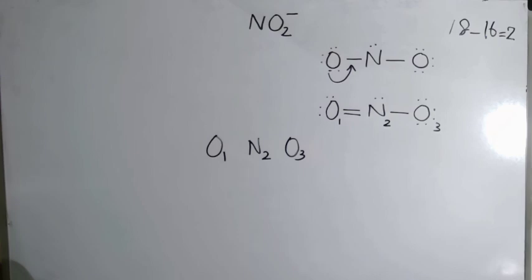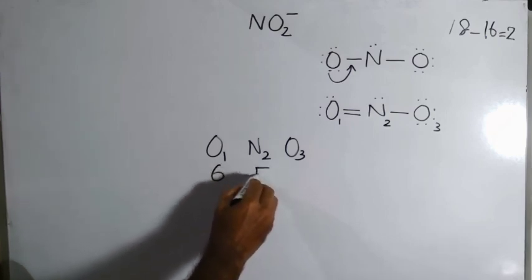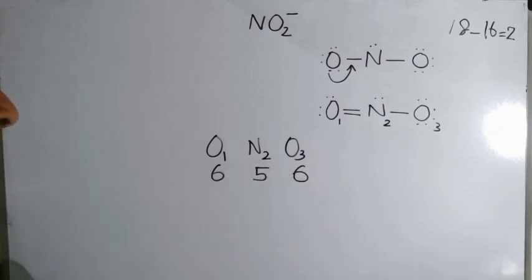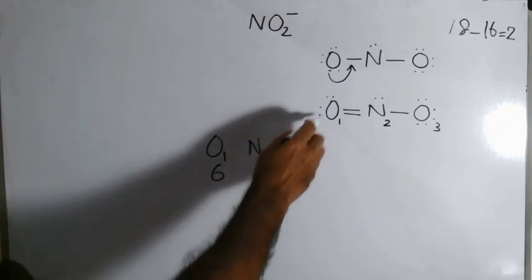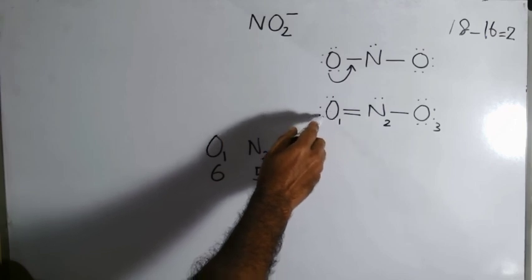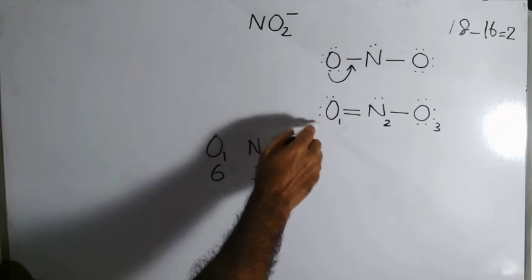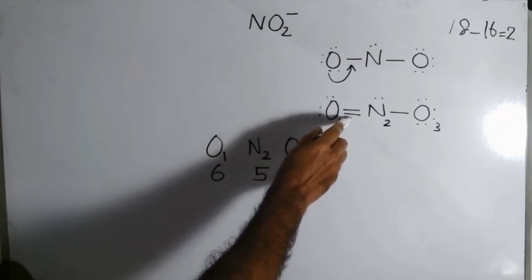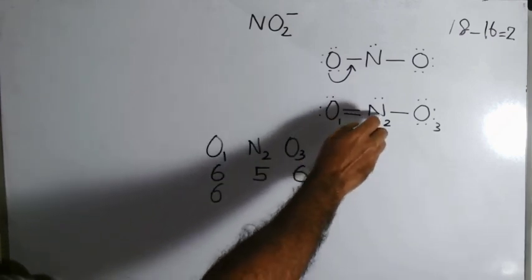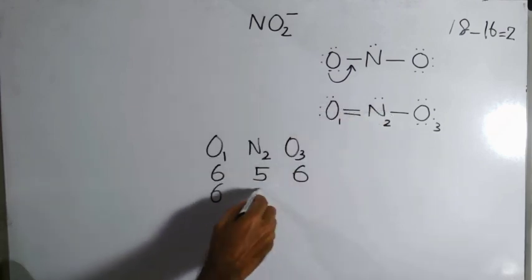So oxygen has 6 valence shell electrons. Nitrogen has 5 valence shell electrons. Again, oxygen has 6 valence shell electrons. So when we count the number of electrons available in their valence shell, we have to consider these two lone pairs, meaning 4 electrons, and only half of the bonding electrons. So it means 6 electrons. When we come to this nitrogen, 2 plus 2, 4 plus 1, 5.